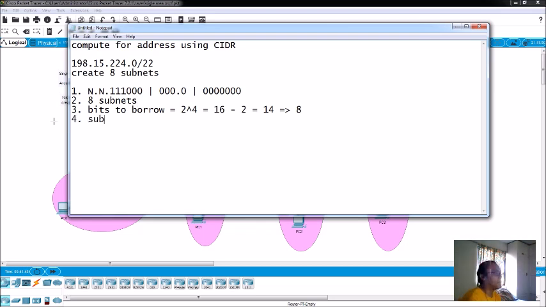What would be our subnet mask? Since we borrowed 4 bits already, that would be slash 25. So how did we get slash 25? This is 16, this is 8, then 8, this will be 16 already. So 16, 17, 18, 19, 20, 21, 22. So that is the slash 22. So 22 plus the 4 that we borrowed: 22, 23, 24, 25, 26. So basically, this is slash 26.